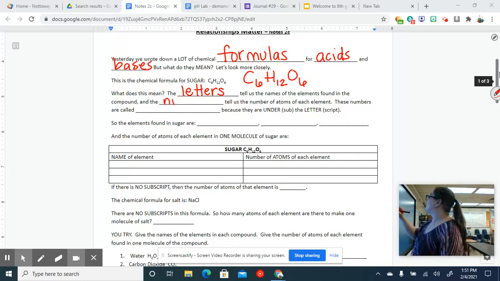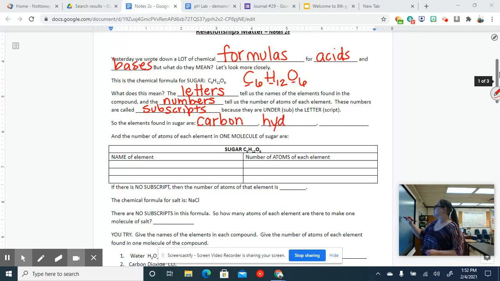And then the numbers tell us the number of atoms of each element that are in one molecule of that compound. These numbers are called subscripts because they are under the letter. Subscript, under the letter. So the elements in sugar are C, H, and O. Carbon, hydrogen, and oxygen.